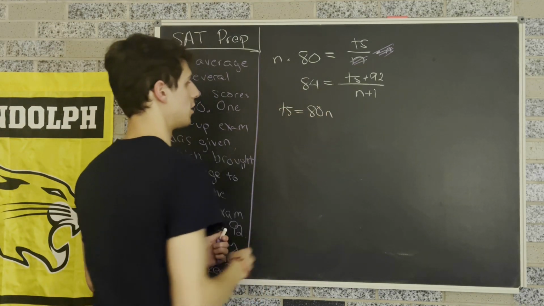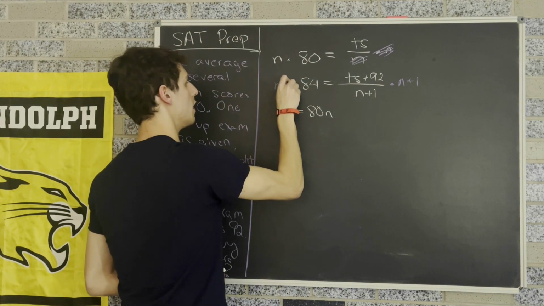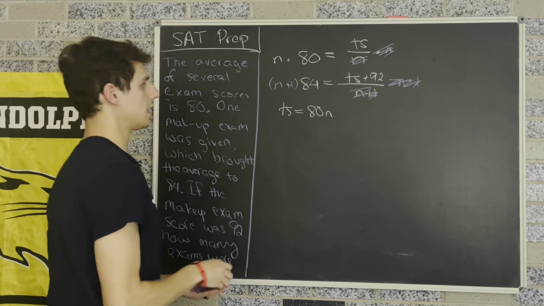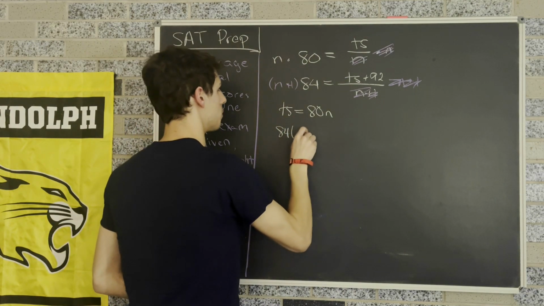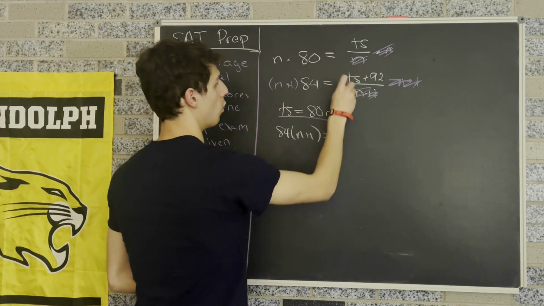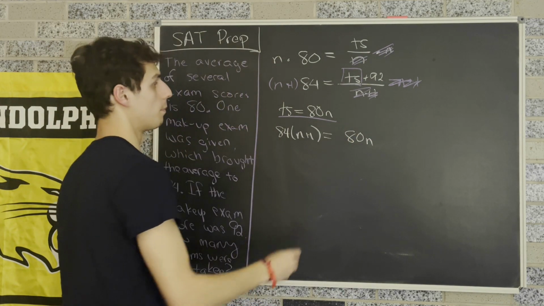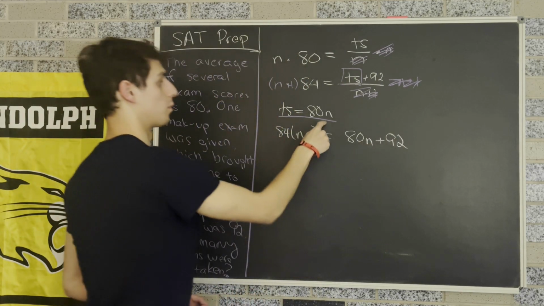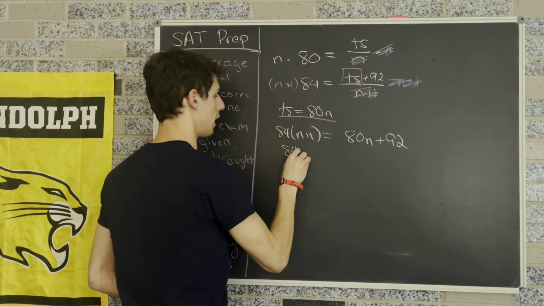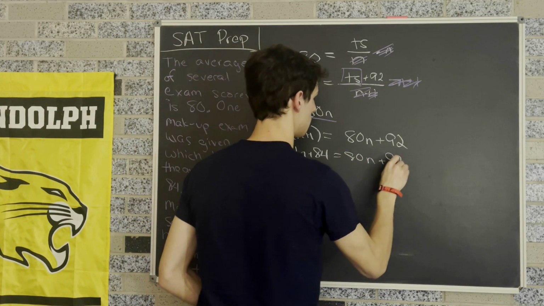We're going to do the same multiplication here. So we're going to multiply by n plus 1 here and n plus 1 over here. So this cancels with this. And that gives us 84 times n plus 1 is equal to, we're going to plug this equation in for TS here. So we have 80n plus 92. And that's just from plugging 80n for TS there. Then we'll go ahead and multiply this out. So we get 84n plus 84 is equal to 80n plus 92.